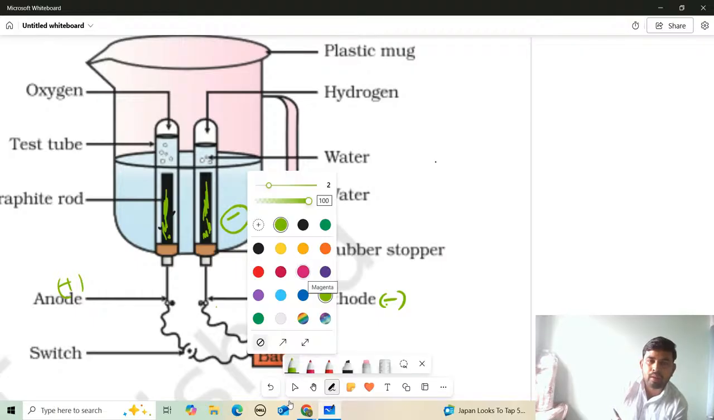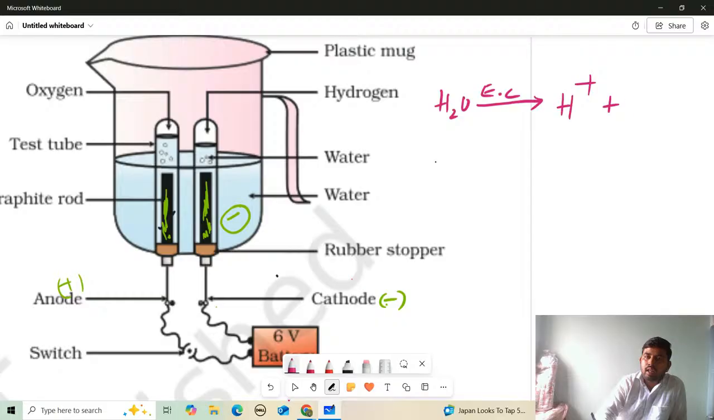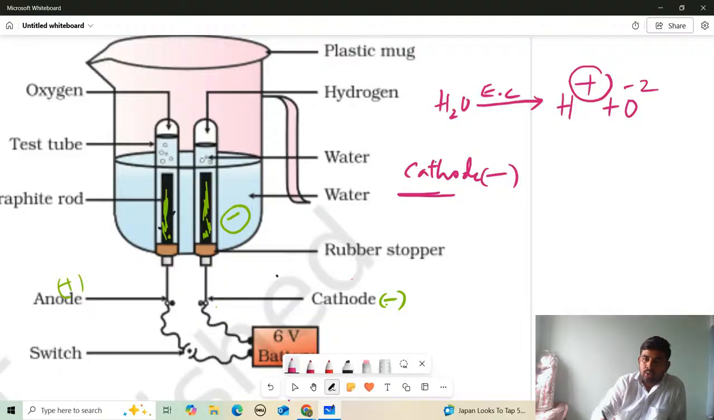Now see, there is water, and we are supplying the electric current. In that case, water will split into H plus and O minus two ions. So let me write the reaction at the cathode. Cathode means negative potential, so it will attract positive ions. Two H plus ions will come here and gain two electrons.